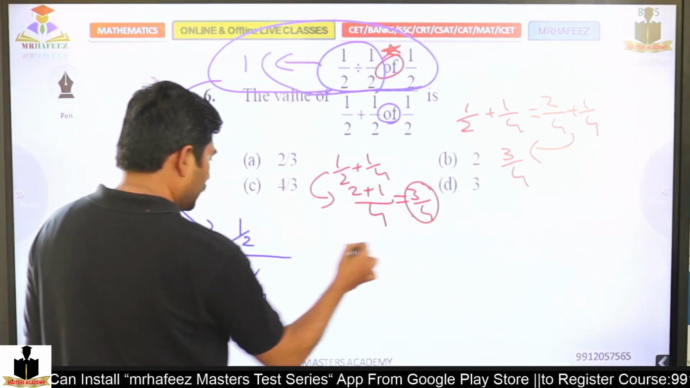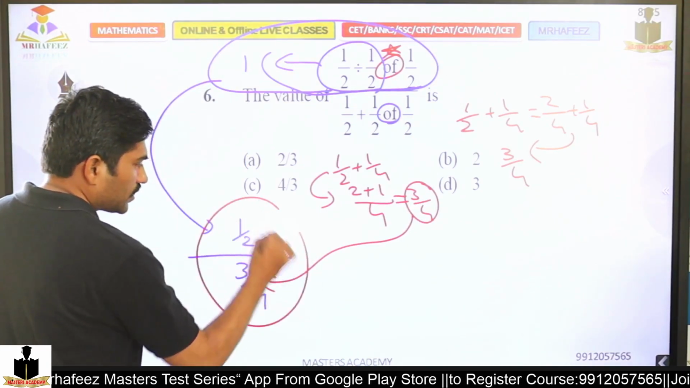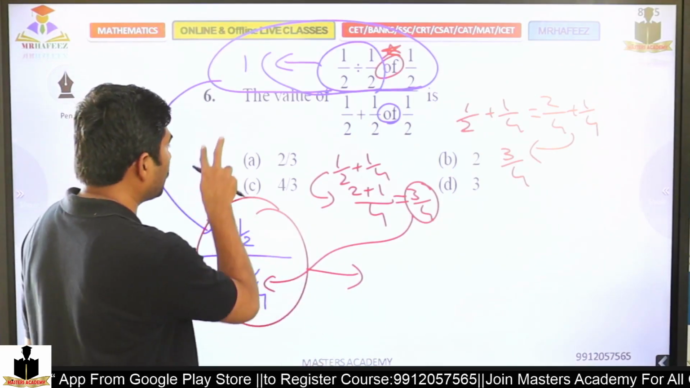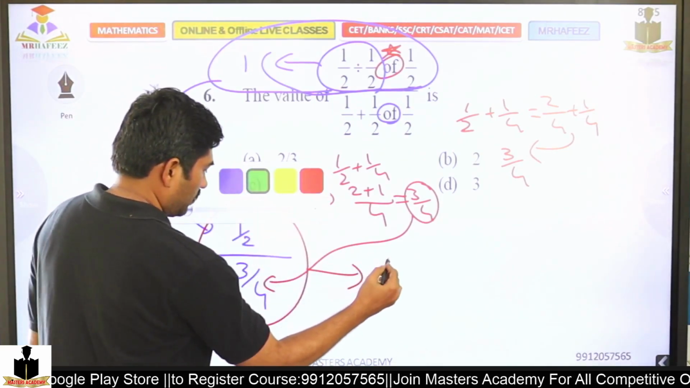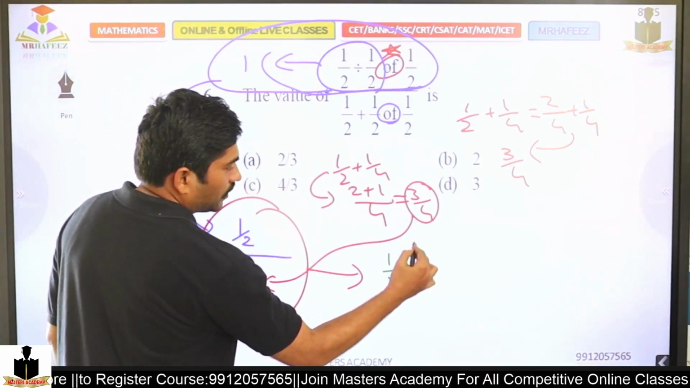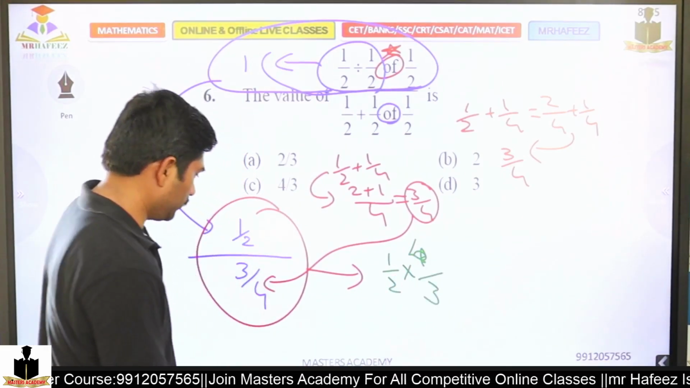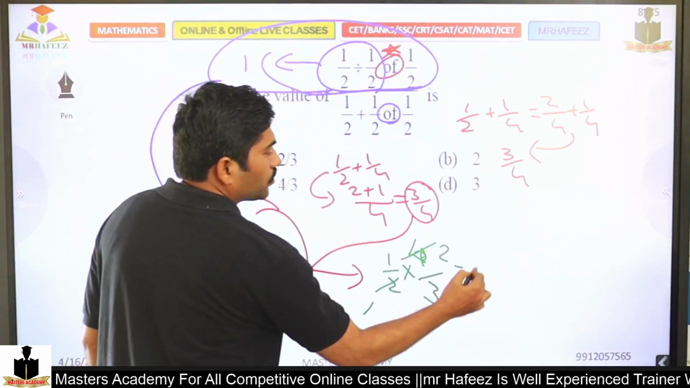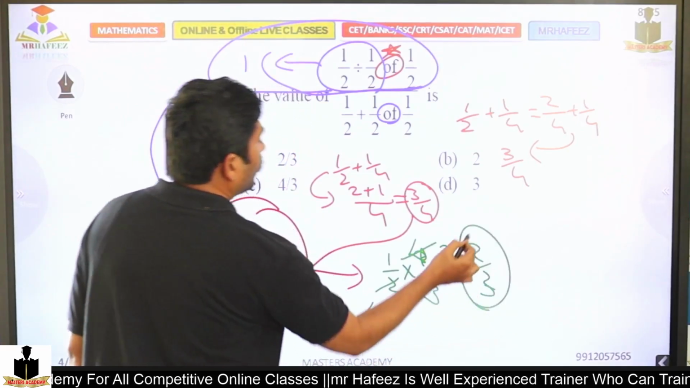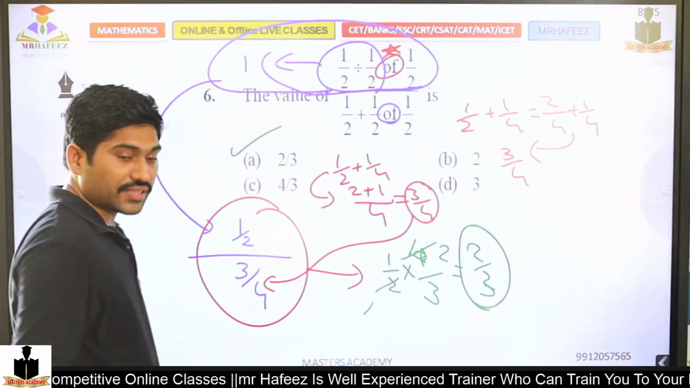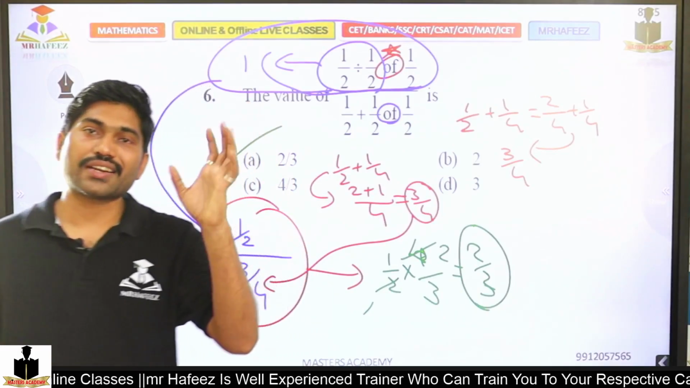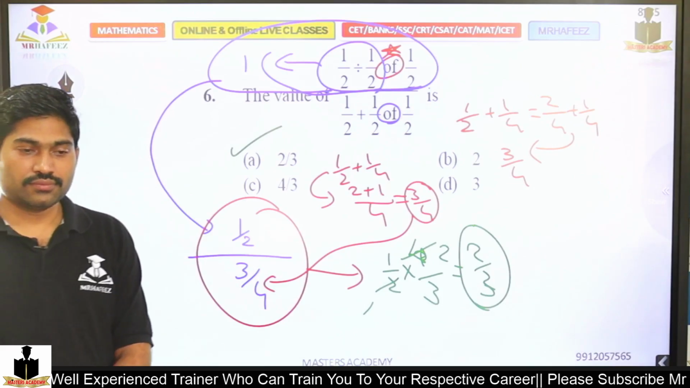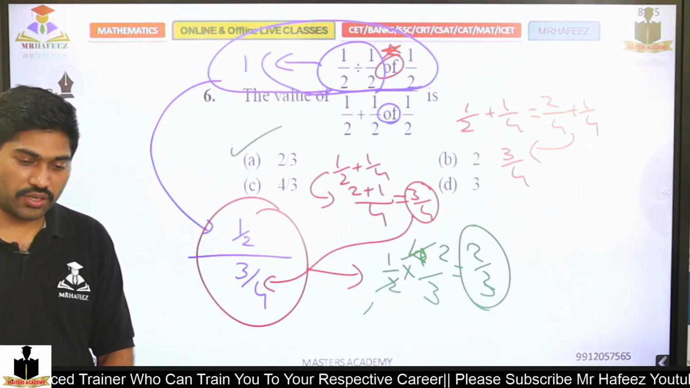So this is the denominator. And what about this? 1 by 2 divided by 3 by 4 is nothing but 1 by 2 into 4 by 3. 2 one time, 2 two times. So the value is 2 by 3. So the answer is A. If you agree and if you are clear, CLR in the comment box.